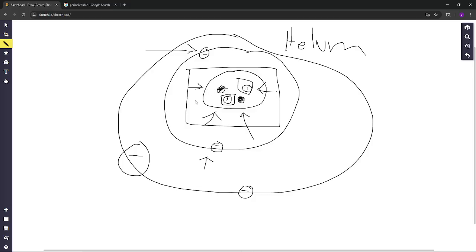So that is it for today. I hope you learned a little something about how an atom looks, or maybe be able to picture what an atom looks like, the parts of an atom, and how you can identify an atom based on the parts of it.